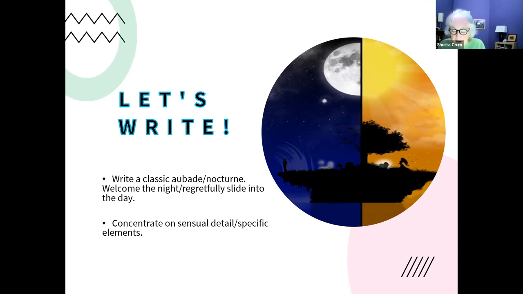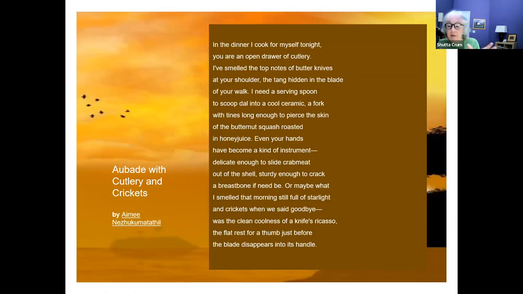What I like about nocturnes and aubades is that you can play with them. You can turn them on their head. So that's what we're going to do first. But I want to read an aubade and a nocturne to you that are very different in mood and sensibility, that have turned that whole tradition on its head. So this is an aubade by Amy, and I'm not going to try to pronounce that last name, Neshukumatahil. I'm not sure how you say it. But anyway, it's a beautiful aubade.